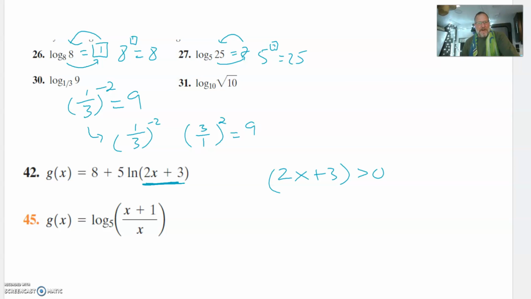This one's a little bit trickier, and you're not going to have to do one like this, but I just wanted to show you that, you know, these rational functions can be thrown inside of a logarithm function, and boy, that's going to be interesting.